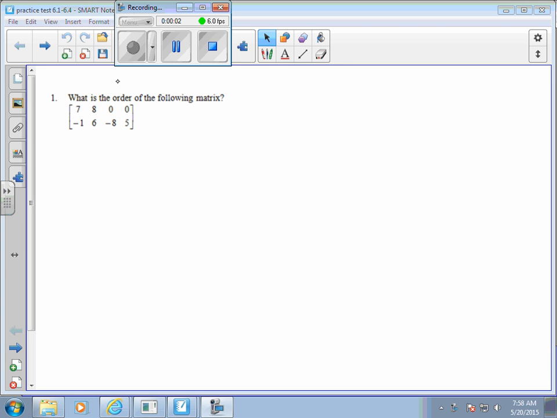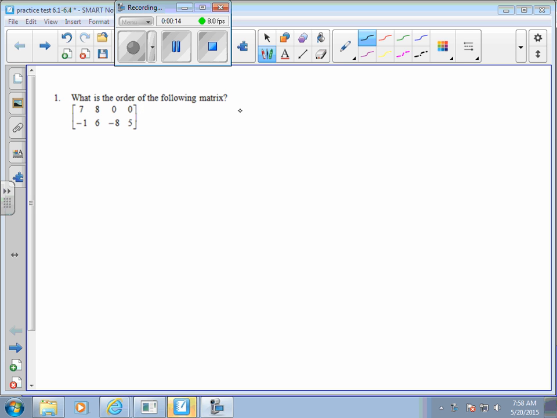Here we are looking at the practice test for sections 6.1 through 6.4. First question on our review sheet is what is the order? Now our order is saying basically what is the size of this thing. And remember we use rows by columns. So we have 2 rows by 4 columns.